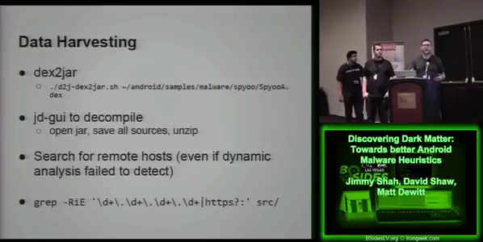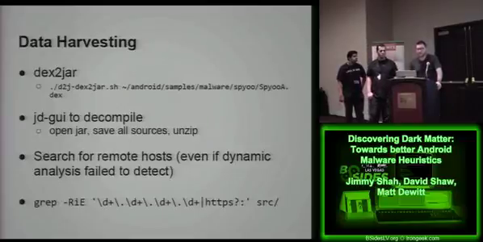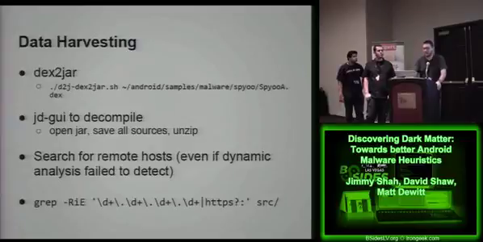Because unless you happen to get lucky and you're using the runtime analysis at that particular time, you wouldn't have seen that in the dynamic analysis. So using this grep statement, it's a recursive grep, case insensitive, to look for any 4 numbers that are separated by dots, basically an IP address, or HTTP with an optional S, colon, in any of the source files.